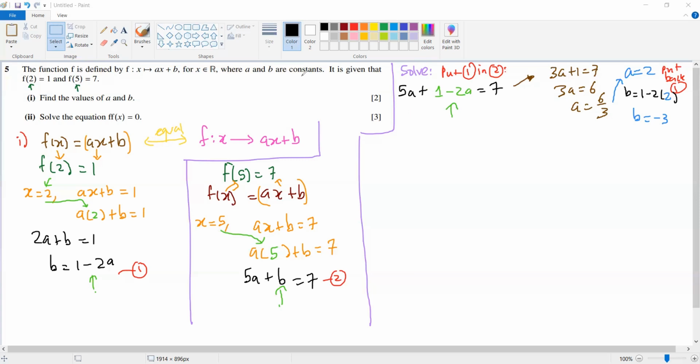And finally, we can write the answer. The only ones there are a and b. So a equals 2 and b equals negative 3.